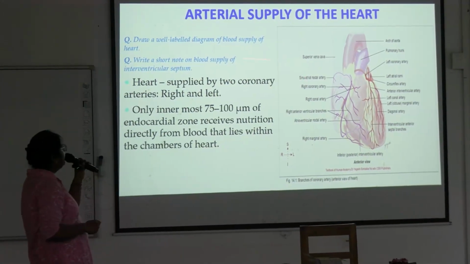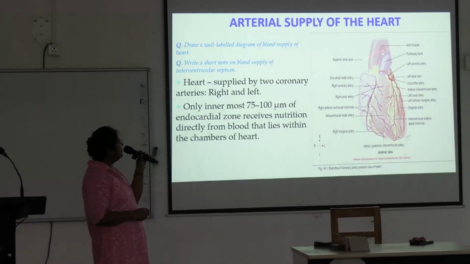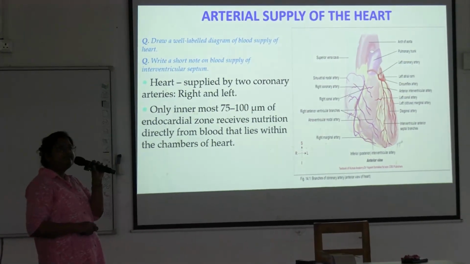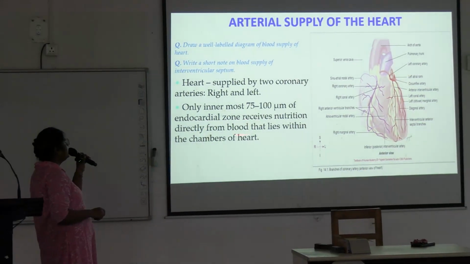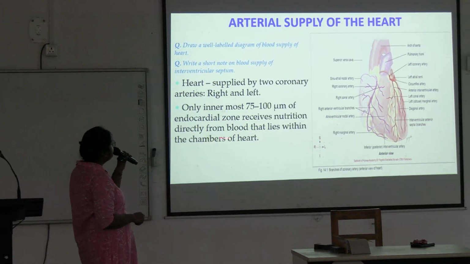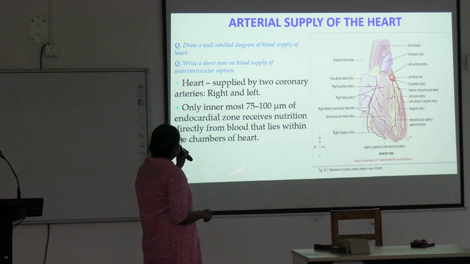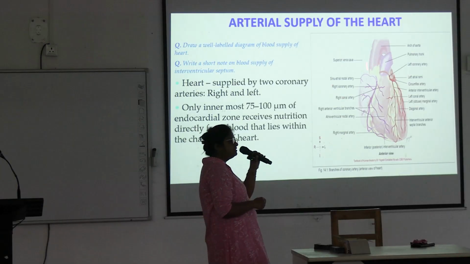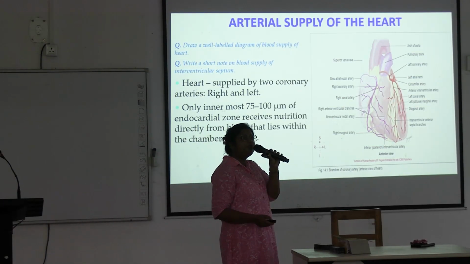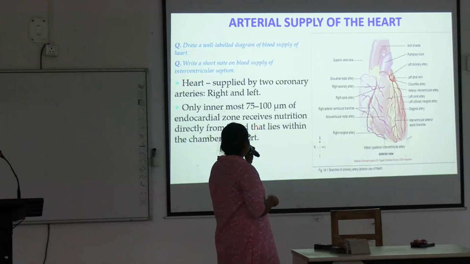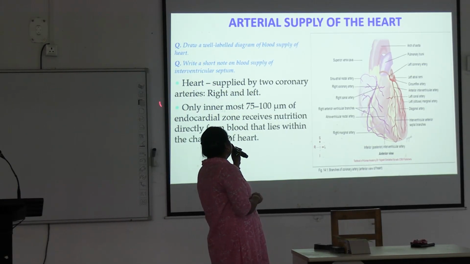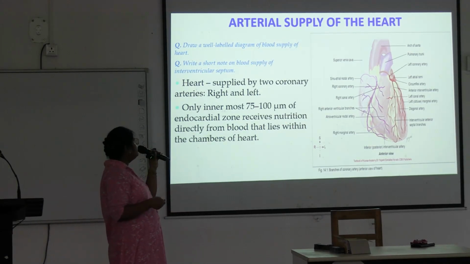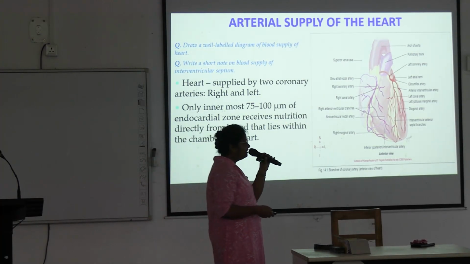So the heart is supplied by two coronary arteries, right and left coronary. Only the innermost 75 to 100 micrometer of the endocardial zone receives nutrition directly from the blood that lies within the chambers of the heart. Okay, the rest is supplied by the branches of the coronary arteries. Next.